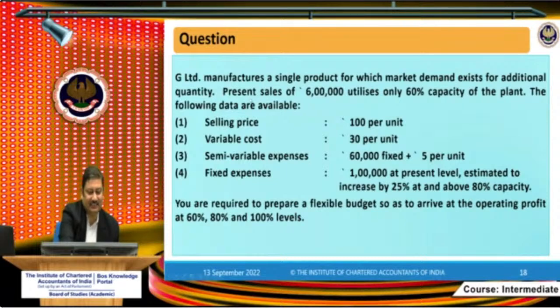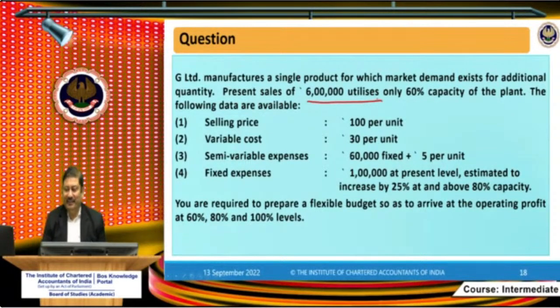Present sales. First, underline present sales. It is using only 60% of capacity. So 60% capacity is 6 lakh units, which means 100% capacity is 10 lakh units. Is it clear? Selling price is 100 per unit, variable cost is 30 per unit. So contribution, from a marginal costing perspective, is 70. But we will be calculating variable cost separately and fixed cost separately.